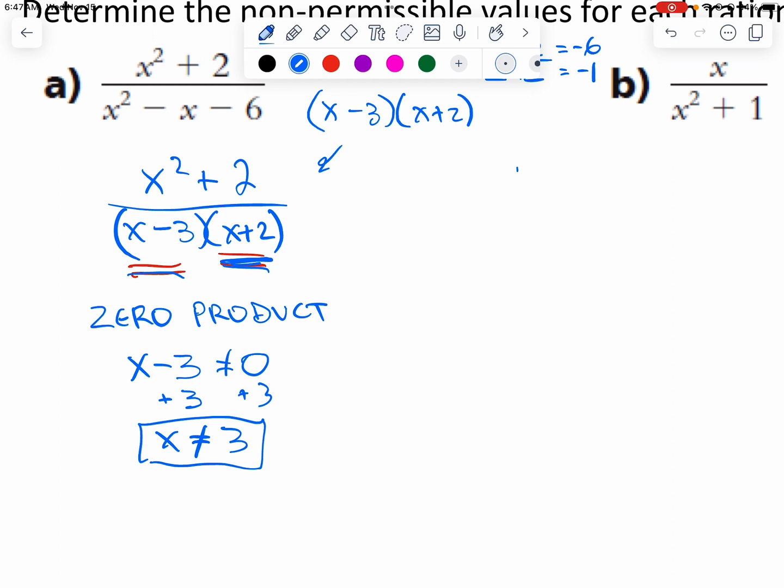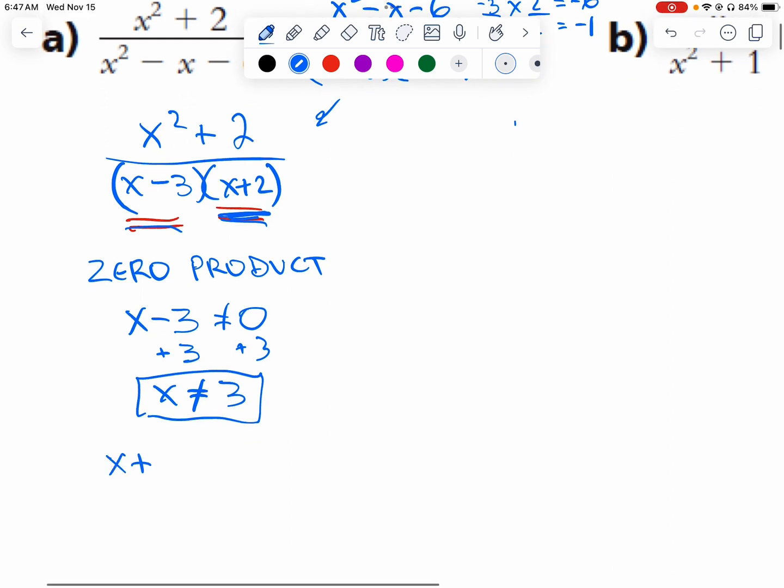My other one comes from the x plus 2. So I take my x plus 2 and I say, well, that cannot equal 0 either. Because as soon as it does, I have a non-permissible value or an undefined expression. So then I subtract 2, I solve for x, x equals negative 2. X cannot equal negative 2.